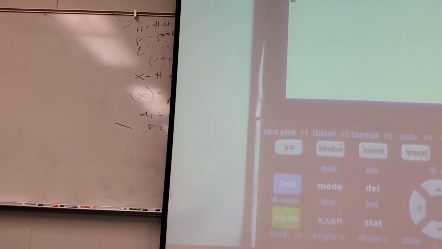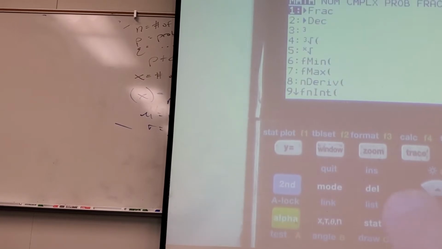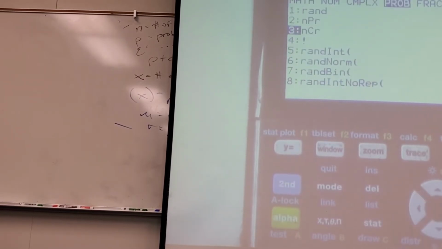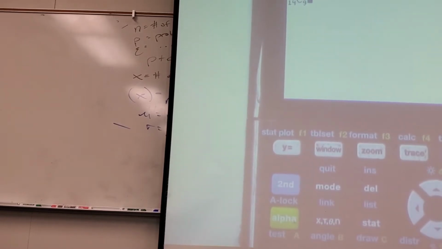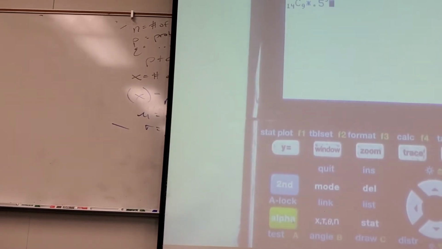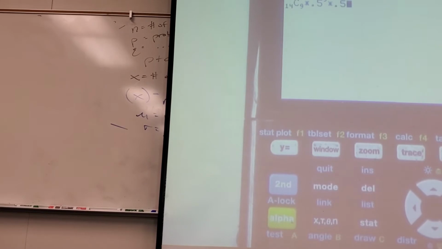So if I put this in there, it's going to be 14, math, probability, choose. 14 choose 9, right? You guys with me so far? Is it pretty cool? I haven't lost anybody yet. Times 0.5 to the 9th. Hit the over button to get back down. Times 0.5 to the 5th.